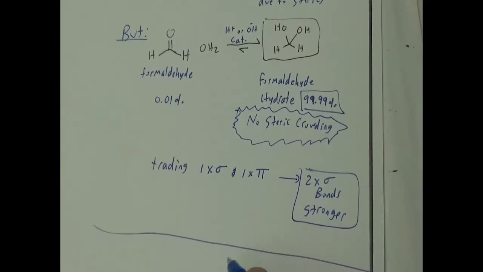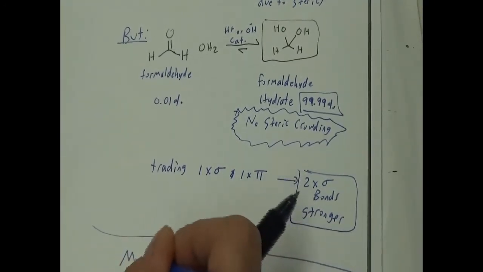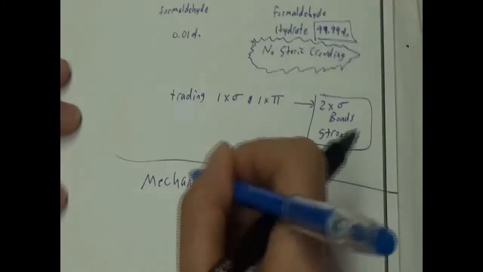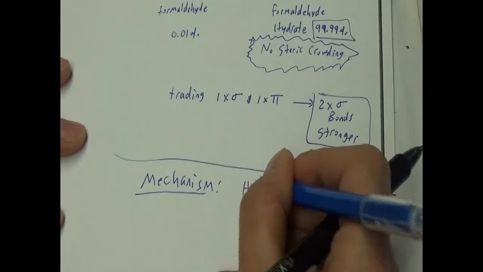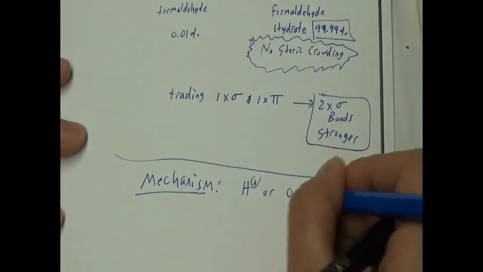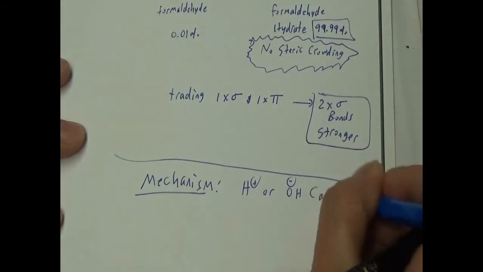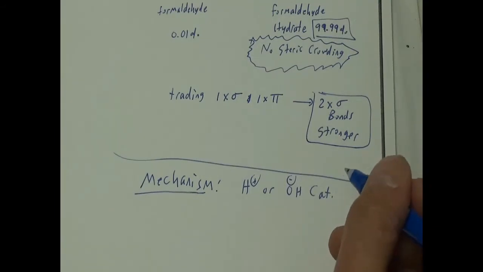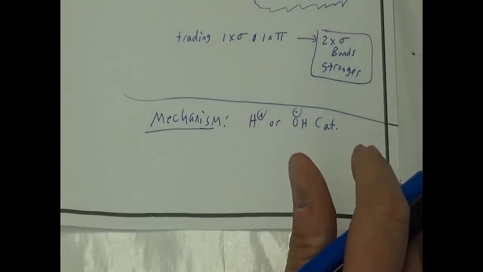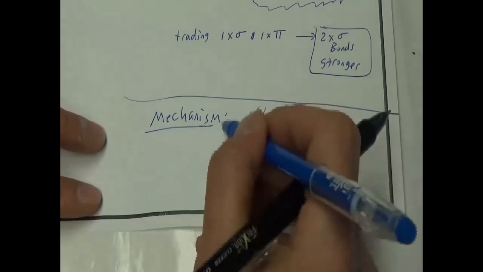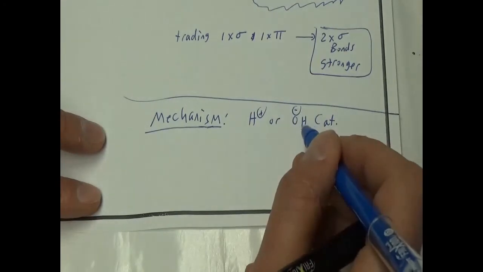Let's see. In the mechanism, we'll do the mechanism next. It's either acid or base catalyzed. So we'll show both mechanisms, and those are going to be a guide for almost all the mechanisms in this chapter, these acid and base catalyzed ones. So you need a little bit of acid or you need a little bit of base for it to go.